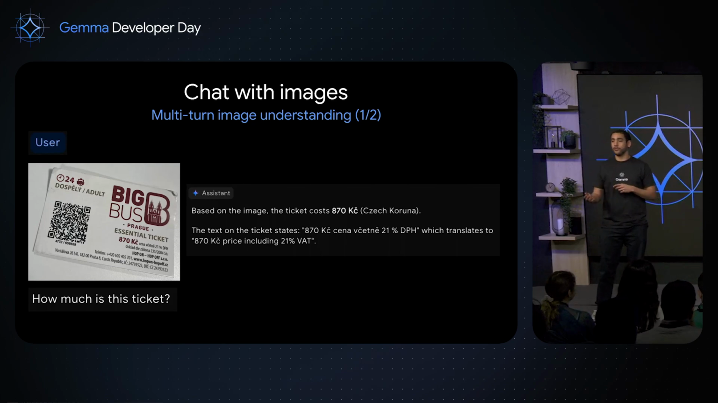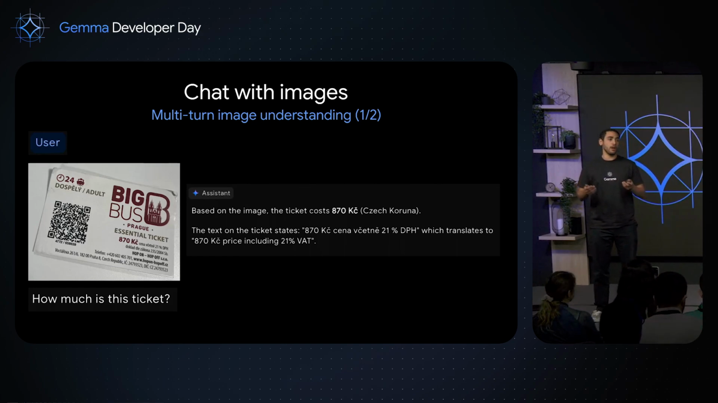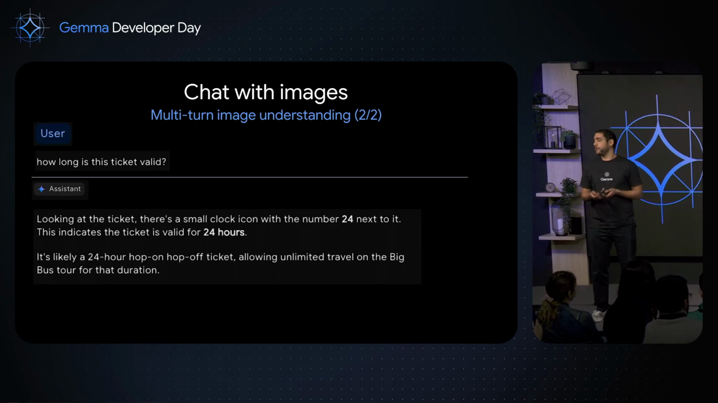Then we wanted to try multi-turn and also multilinguality. So we took a picture of a bus ticket from Prague, and we asked Gemma, how much is this ticket? Gemma understood that the ticket cost 870 Czech koruna. So then we asked another question. How long is this ticket valid? Gemma understood that on the top left corner of the bus ticket, there was a clock sign with a 24-hour next to it, and it made the guess that this sign would mean that the ticket would be valid for 24 hours, which was indeed the case.